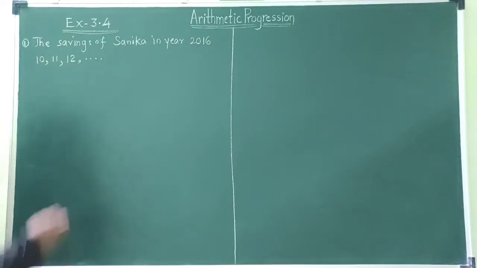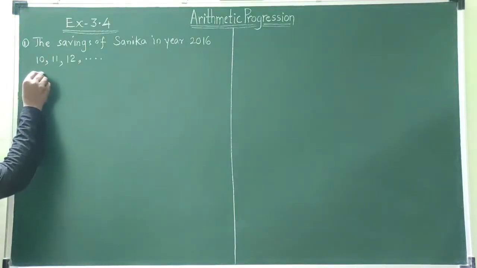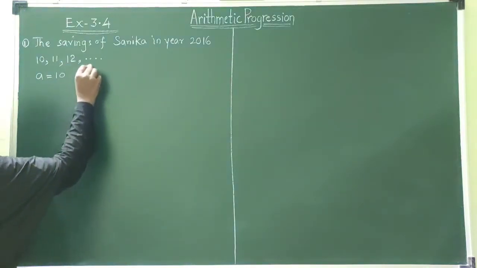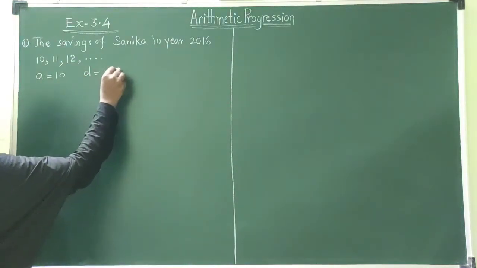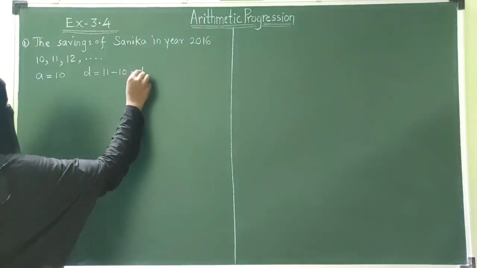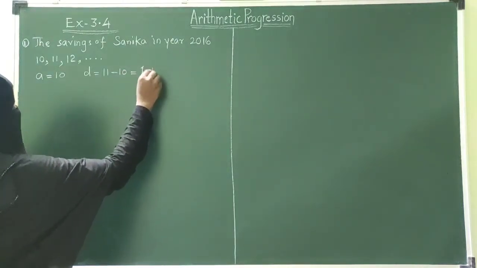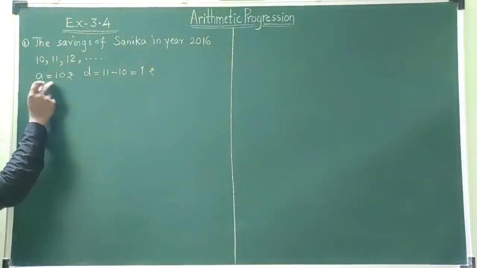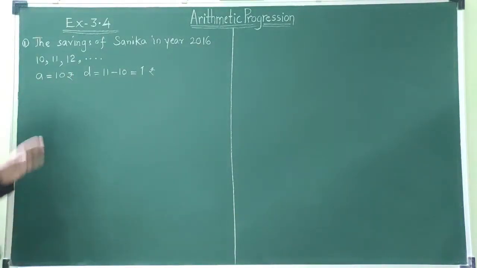It is an AP. So we write here A is equal to 10 and D is equal to 11 minus 10, which is equal to 1. 1 रुपी का डिफरेंस है और फर्स्ट टर्म हमारी 10 रुपीज है.